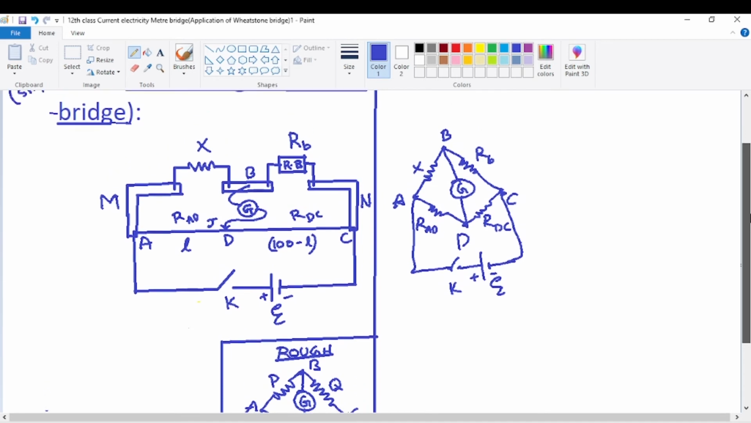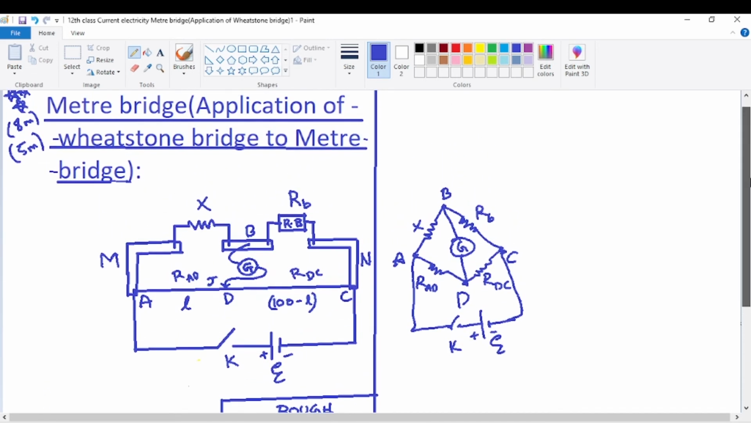Very simple. I'll directly go to the side using the balancing condition of the Wheatstone bridge. P by Q is equal to R by S because it's balanced. So what is P here? P is X. So X by Q. P and Q are what here? Top, left and right resistance. This is P, Q, this is R and S. So top left is P, it's X, divided by Q, which is what? Top right.